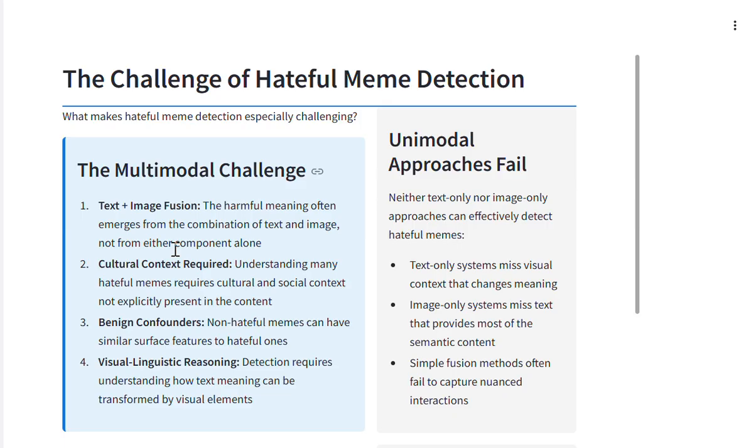Third, non-hateful memes can have similar surface features to hateful ones, creating what researchers call confounders that test a model's true understanding. Finally, effective detection requires sophisticated visual-linguistic reasoning, understanding how text meaning can be transformed by visual elements and vice versa.